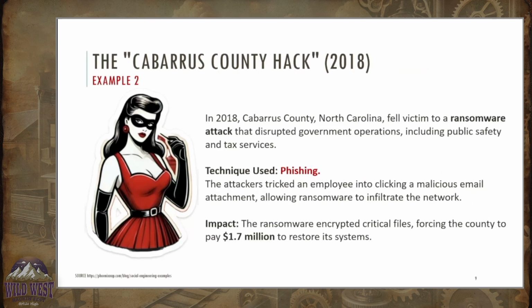And example number 2 is the Cabarrus County hack from 2018. They fell victim to a ransomware attack that disrupted their operations, including public safety and tax services. The technique used there was phishing. The attack tricked an employee into clicking a malicious mail attachment, allowing the ransomware to infiltrate the network. The impact was quite big because that's a lot of money, and they decided to pay the ransom.